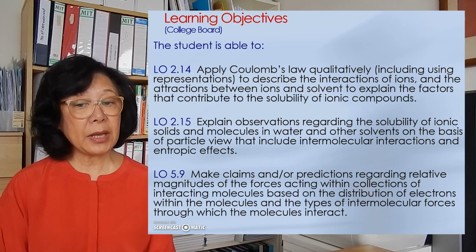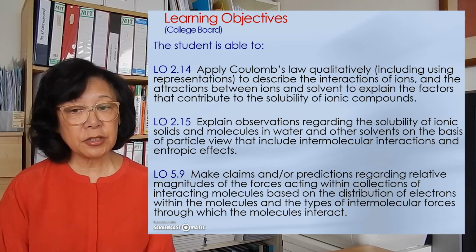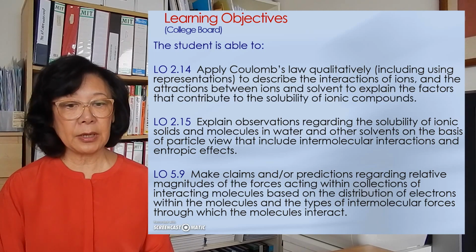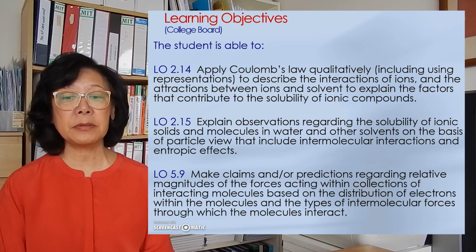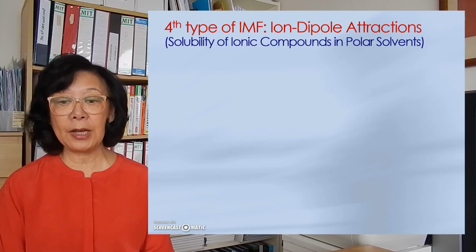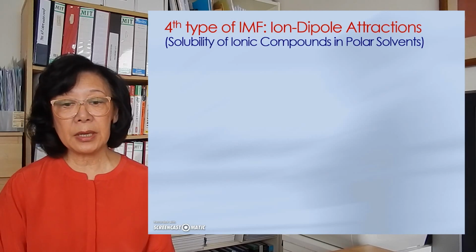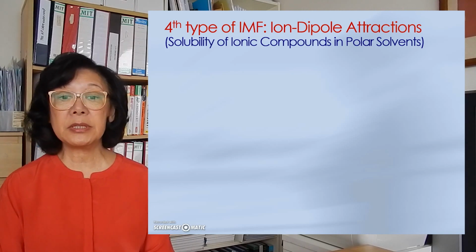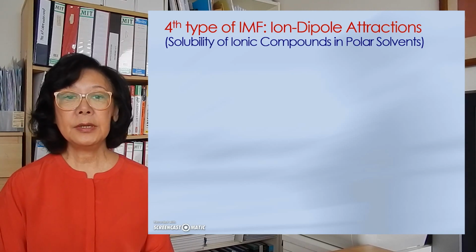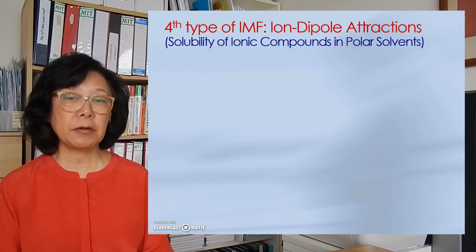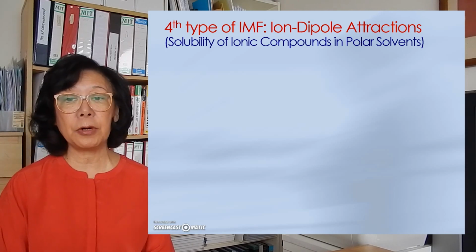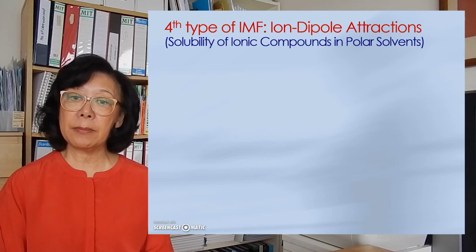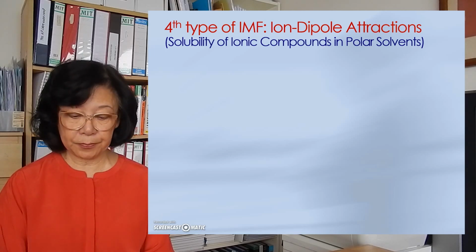The student can make claims or predictions regarding the relative magnitude of the forces acting within collections of interacting molecules based on the distribution of electrons within the molecule and the type of intermolecular forces through which the molecules interact. Now, the fourth type of intermolecular force is called ion-dipole attraction. It accounts for the solubility of ionic compounds in polar solvents.